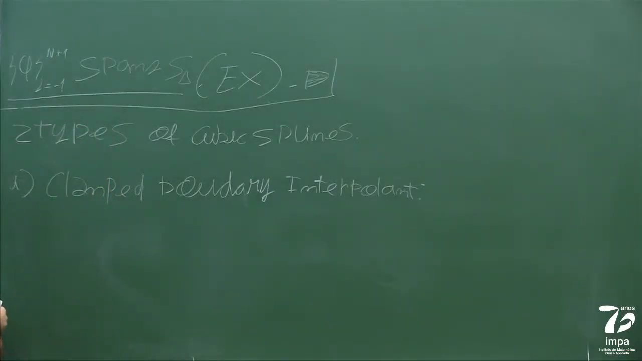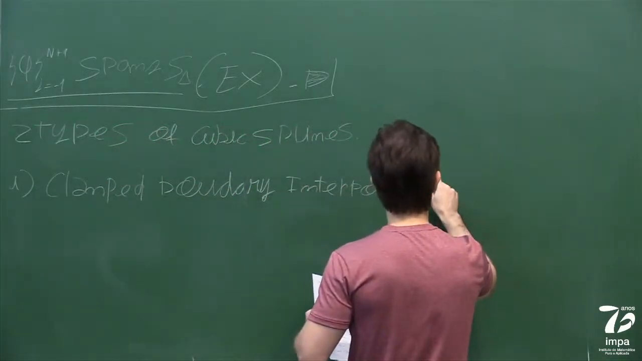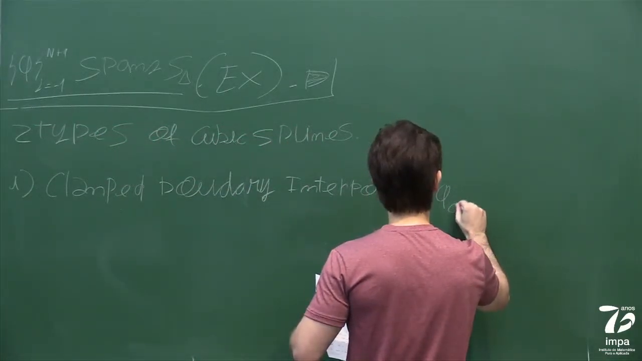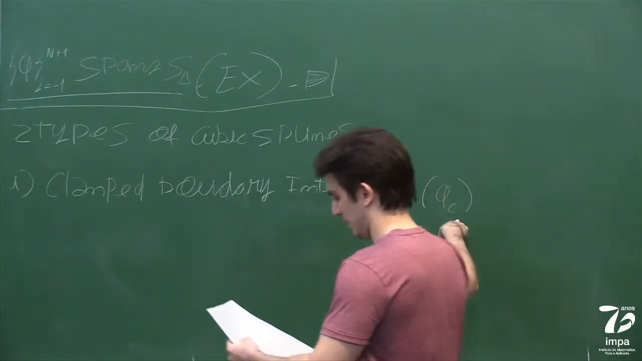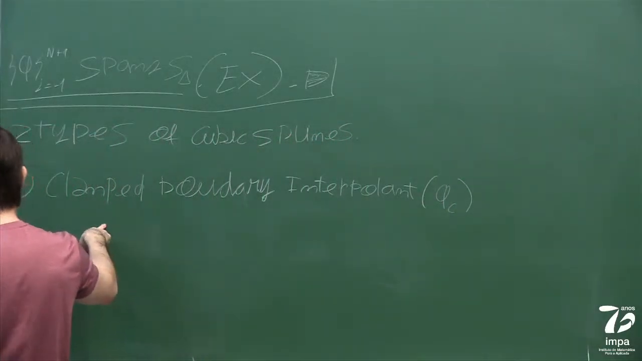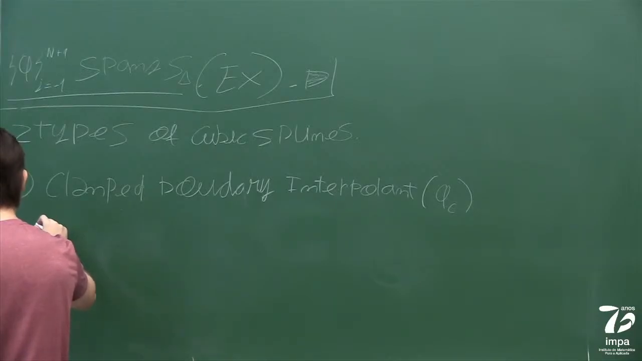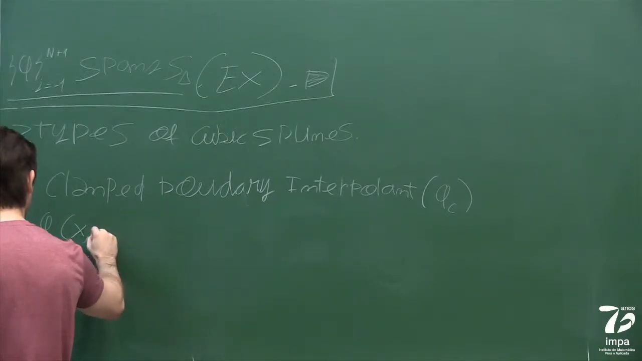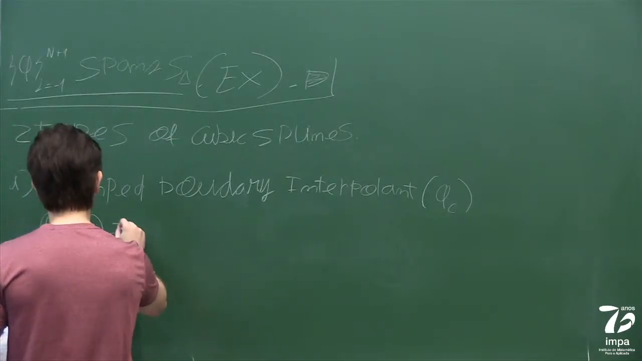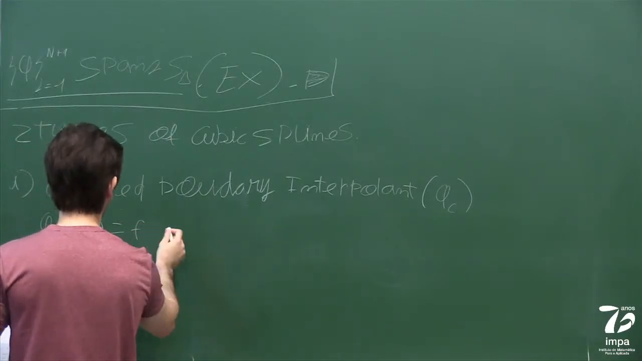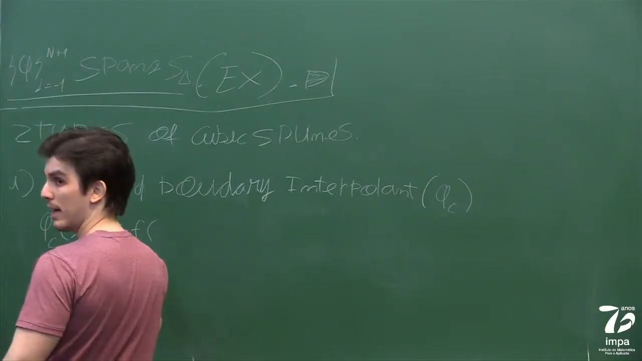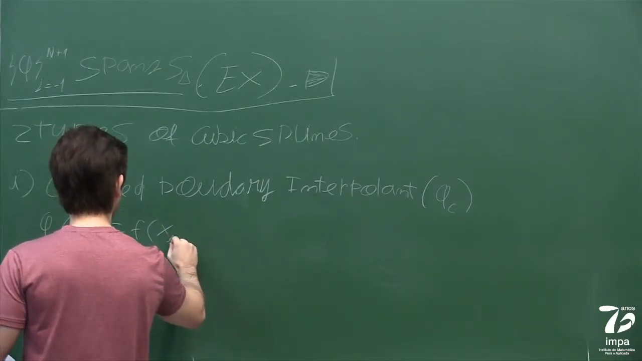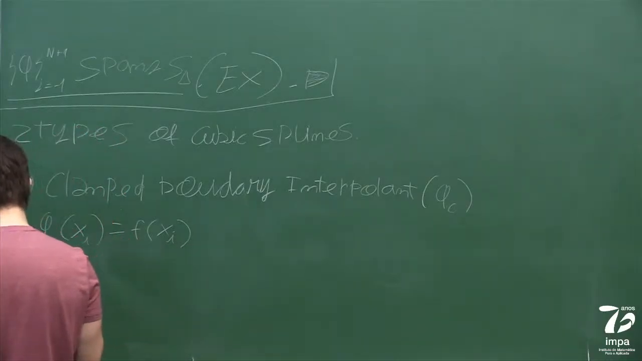So what does it mean? Let's call this phi C, phi clamped, okay? So this we interpolate by doing such restrictions. Phi C at x, y is equal to our function, right? That we want to interpolate, f, for a given mesh, a given partition, uniform.